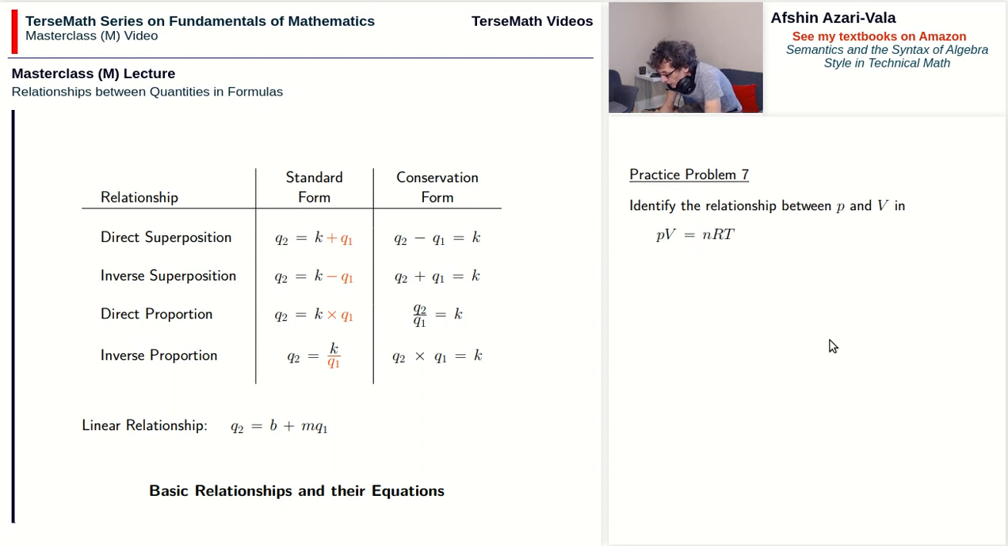Problem 7. Identify the relationship between P and V in PV equals nRT. Of course, we can solve this equation for one of the unknowns, let's say P, and we get P equals nRT over V. Here on the right side there is only one term, and therefore there are no terms to turn into constants. In this term, there are three factors on the top, one factor down. Factors that do not have V in them turn into a constant. That would be nRT. And we end up with P equals k over V. Now this one is inverse proportion.